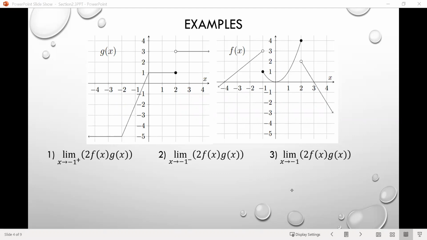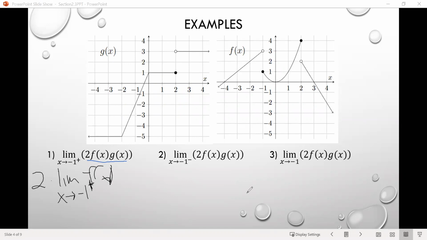And notice there's a constant multiplied by 2 functions. Excuse me. And so kind of skip some steps here, but thinking about what we did on the last one, hopefully you would believe me that this becomes 2 times the limit as x approaches -1 from the right-hand side of f of x times the limit as x approaches -1 from the right-hand side of, sorry, of g of x.